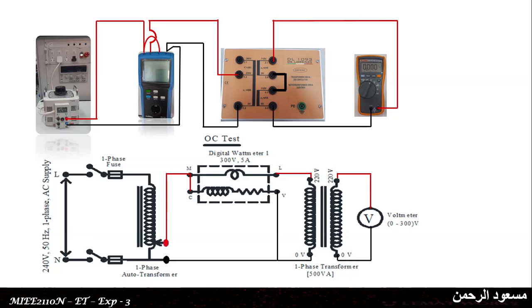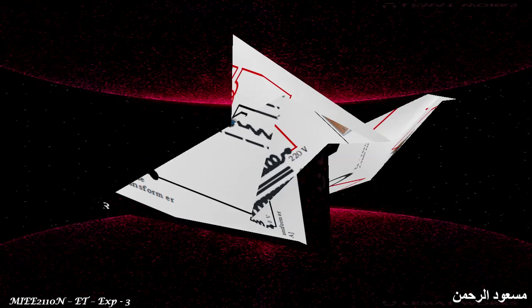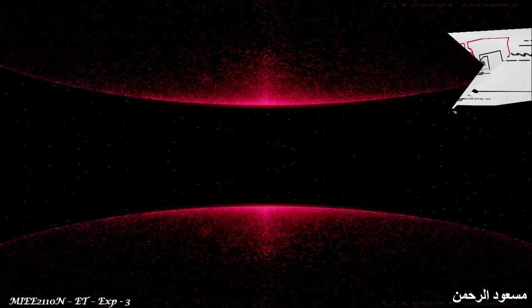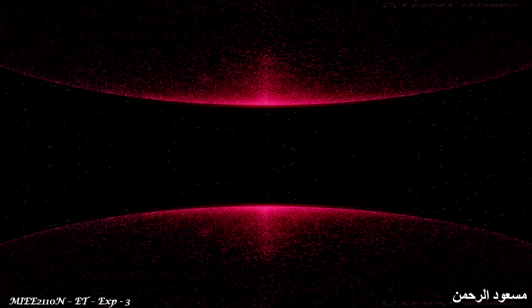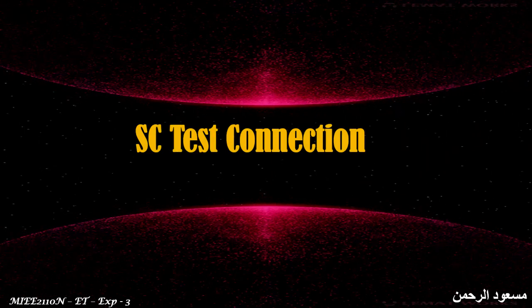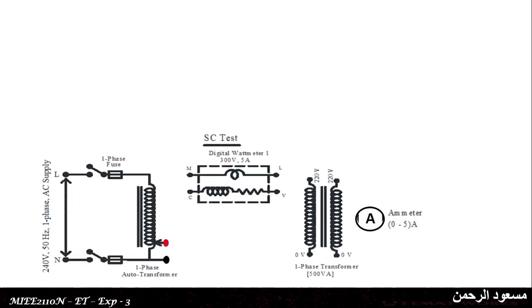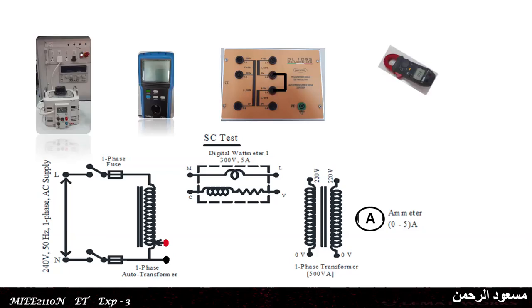It is an animated video, so we will see how the connections are made on the work table as a video. Next is the circuit connection for the SC test. This is how the connections are going to be given. It is a circuit diagram picture, and this is the table work picture.